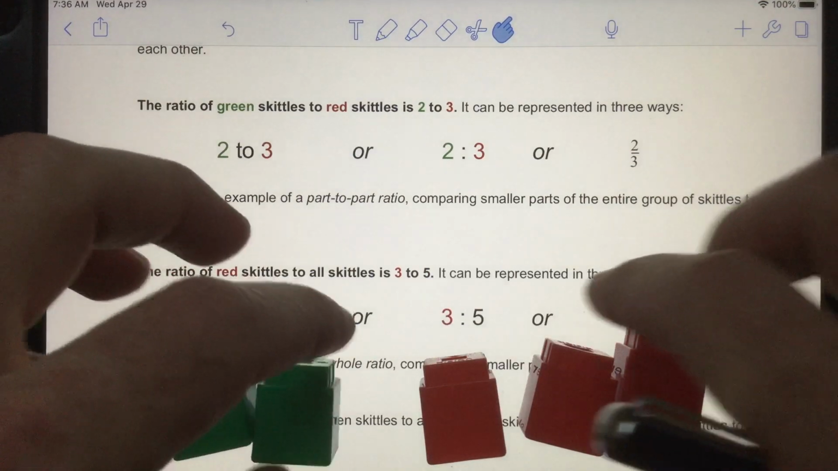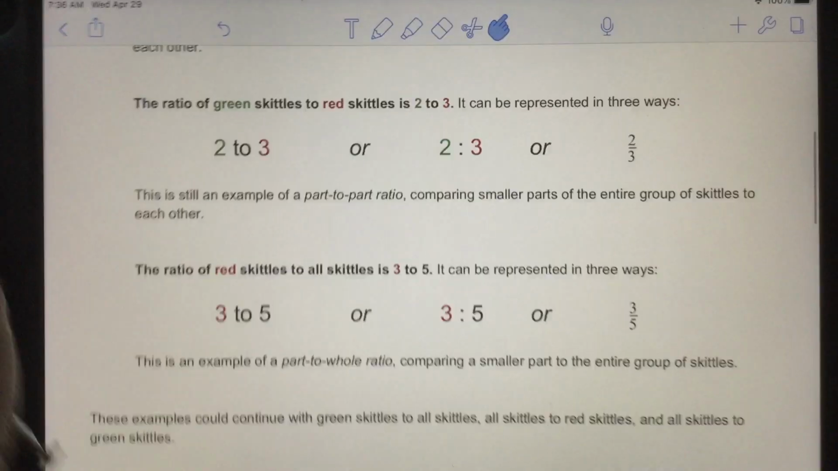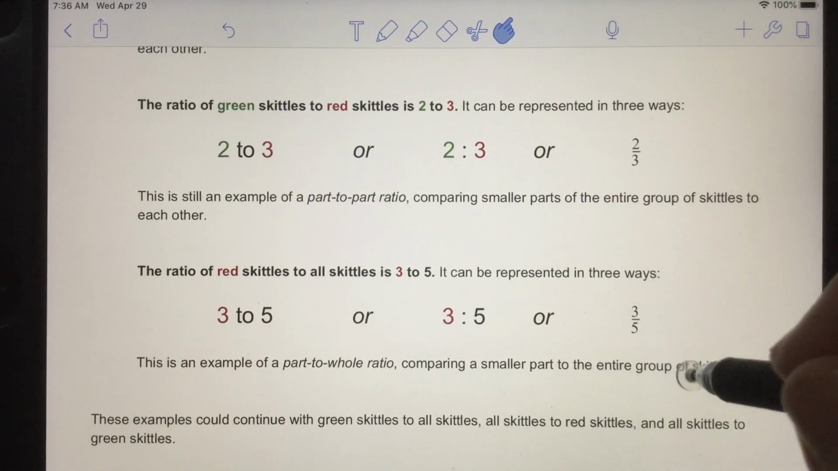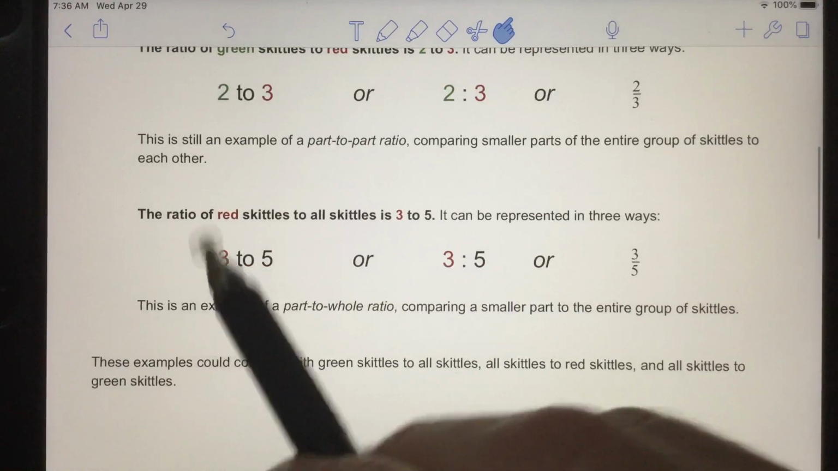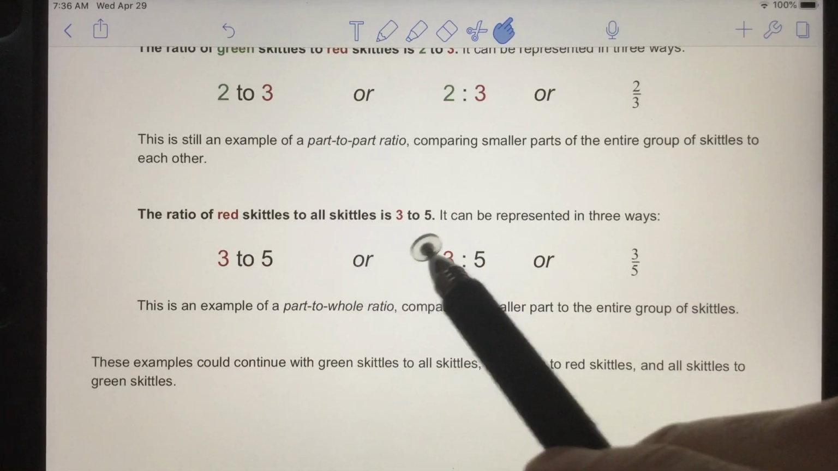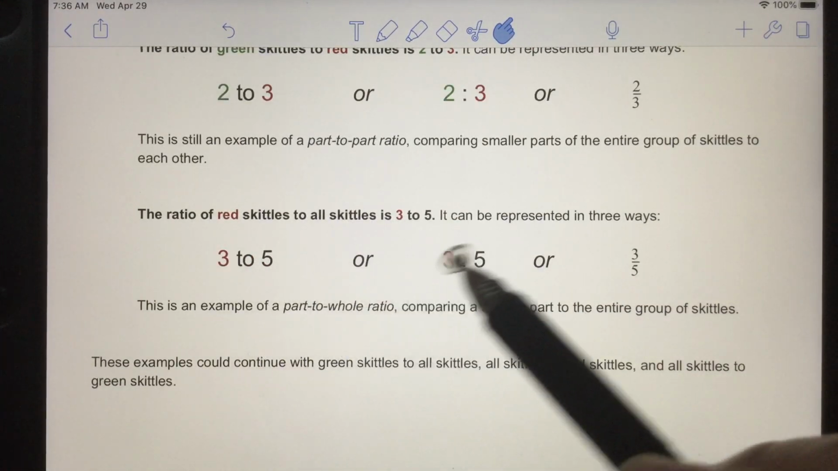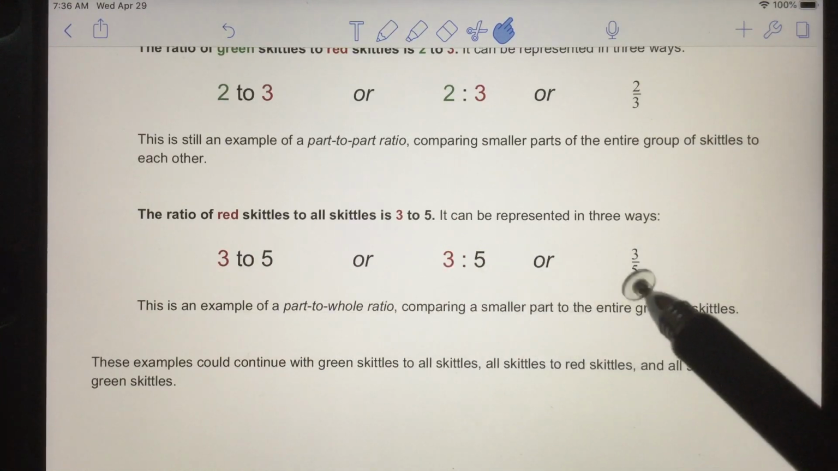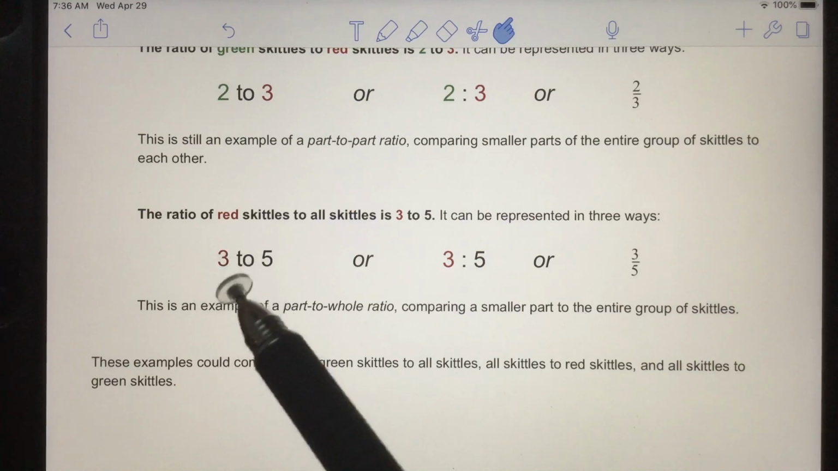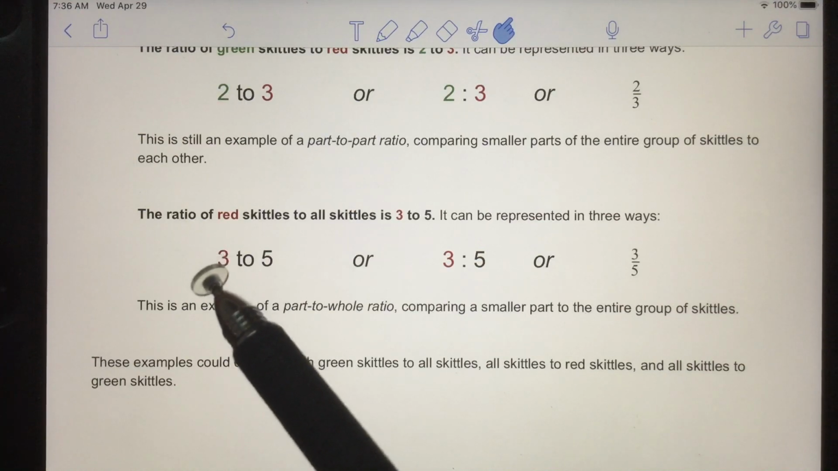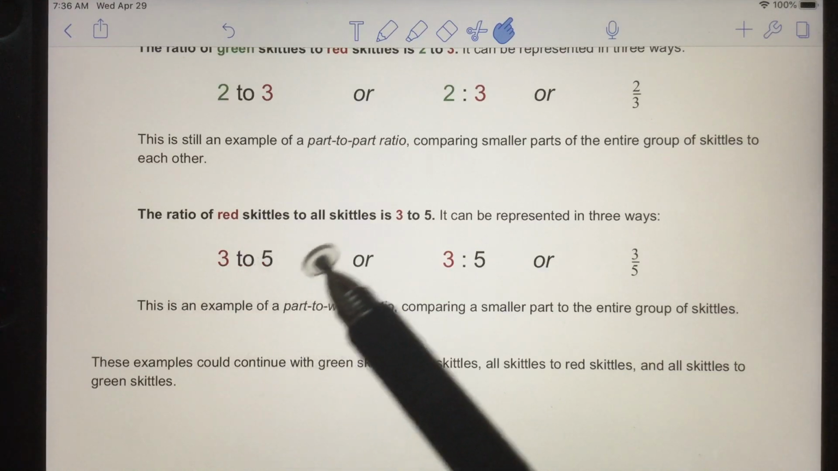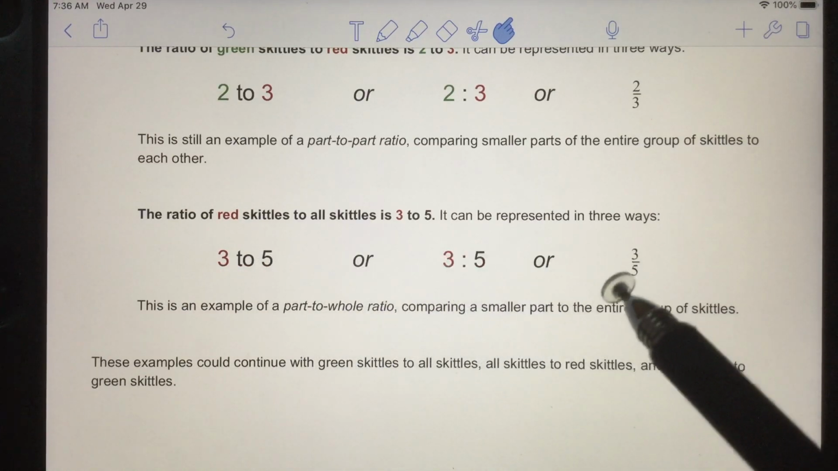But if I wanted to, the other way we could do this is we can call it a part-to-whole ratio. So I could say the ratio of red Skittles to all the Skittles I have remaining is 3 to 5. So that could still be written in the 3 different ways with the word "to," the colon, or the fraction. But now I'm comparing part of the group, the reds, to the entire group, the 5 that I have. So 3 to 5.